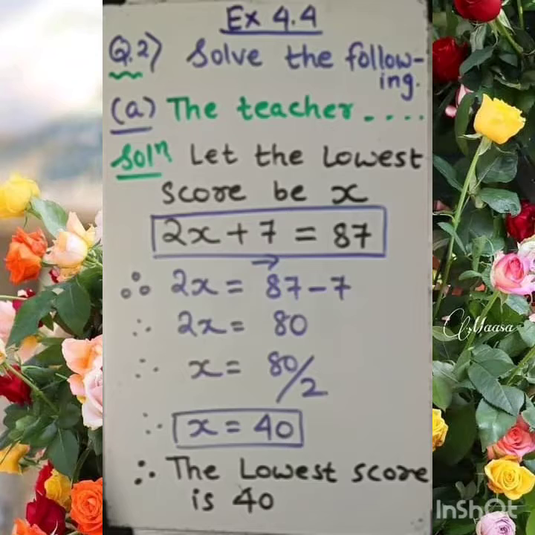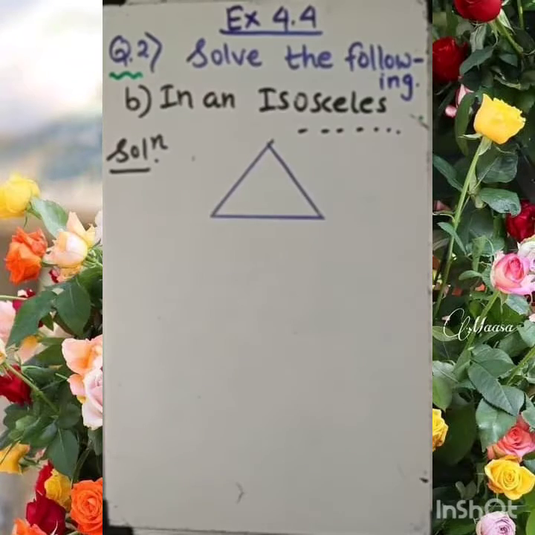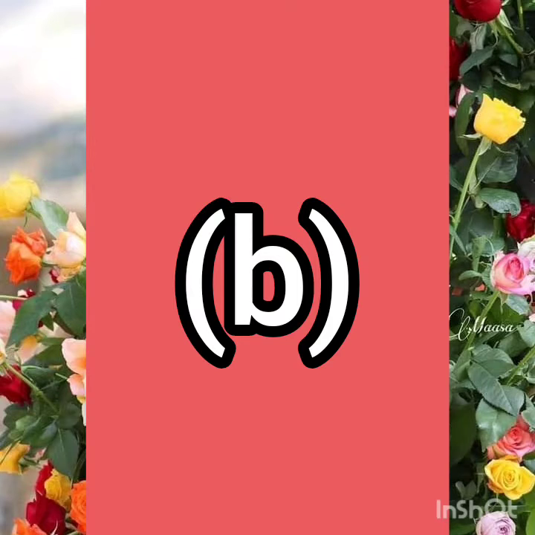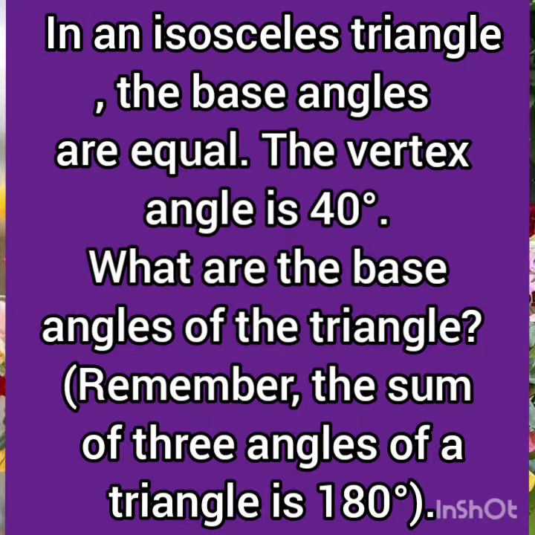Let's move on to part B now. The B part of question number 2 says, in an isosceles triangle, the base angles are equal. The vertex angle is 40 degrees. What are the base angles of the triangle? Remember, the sum of the three angles of a triangle is 180 degrees. That we call the angle sum property of a triangle.